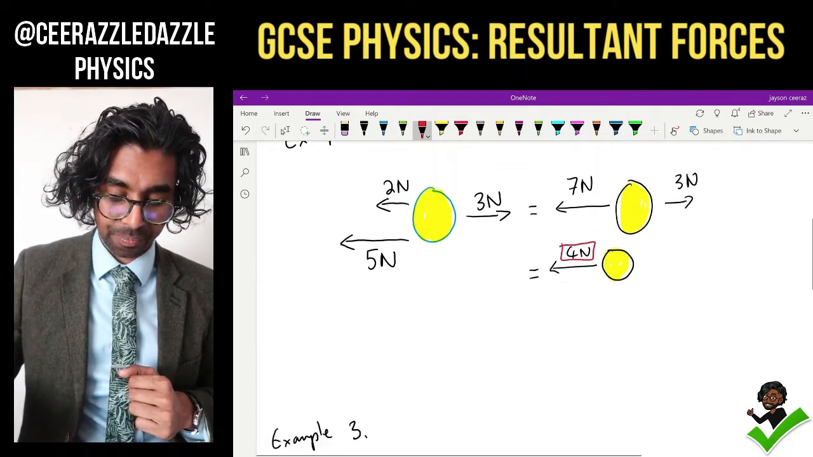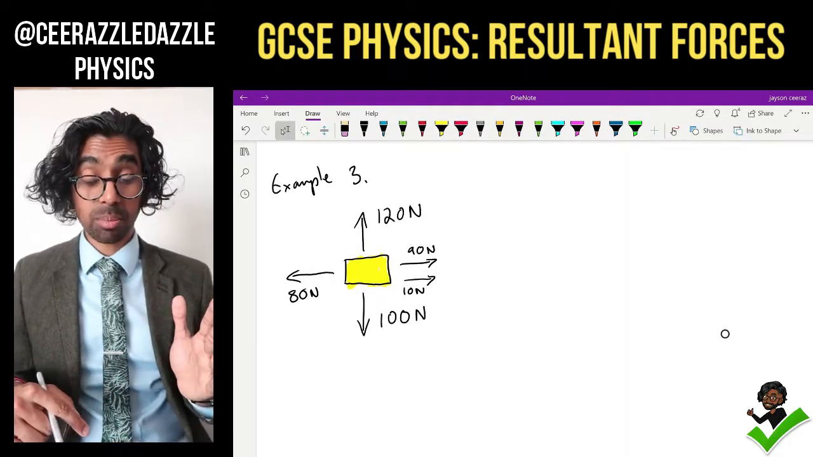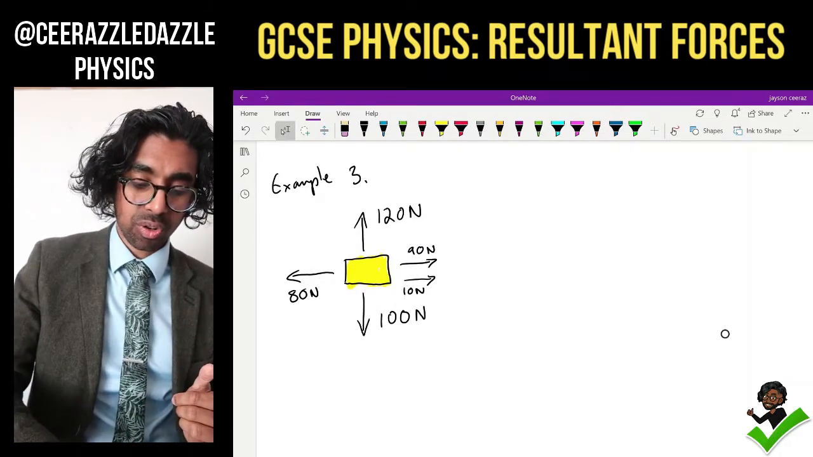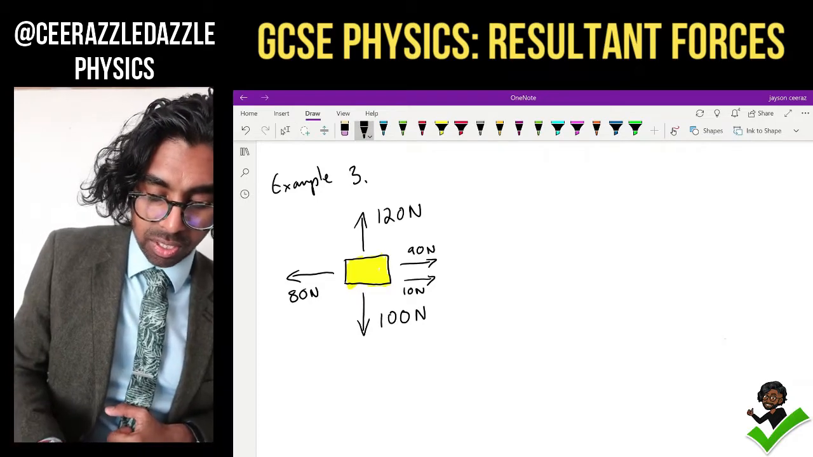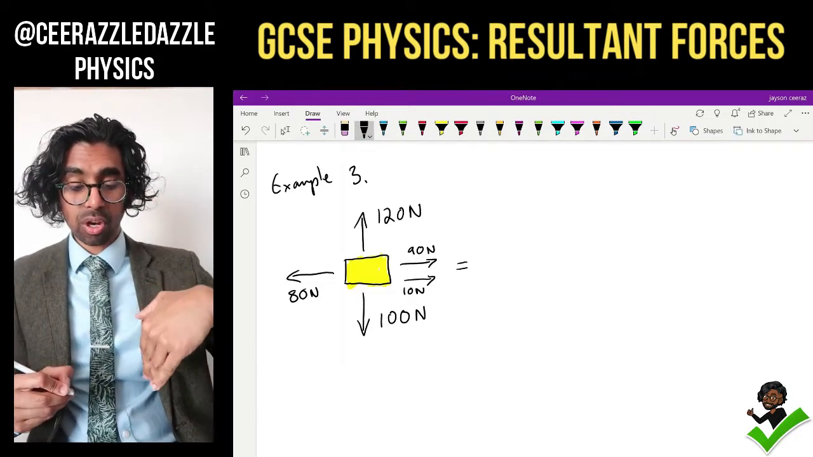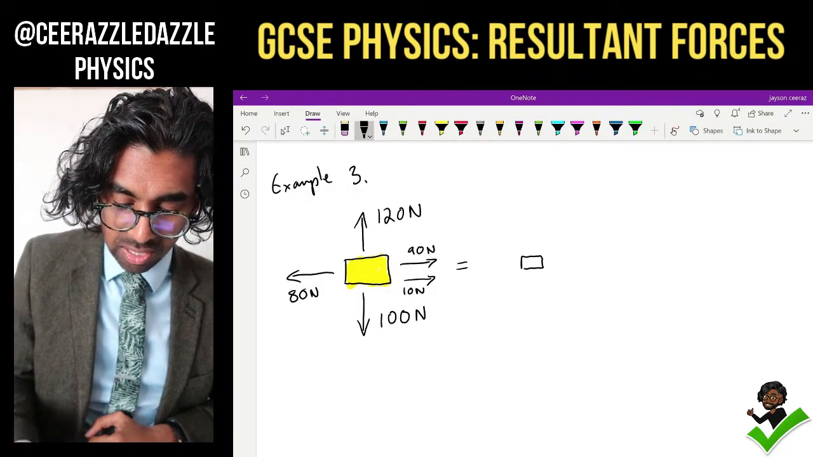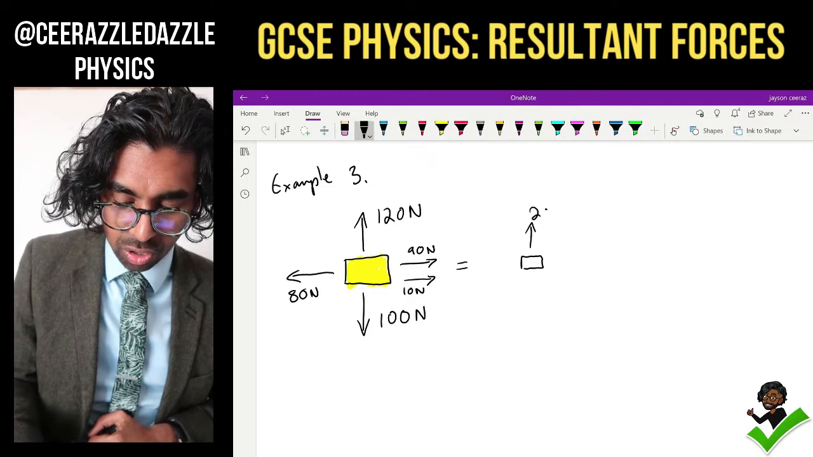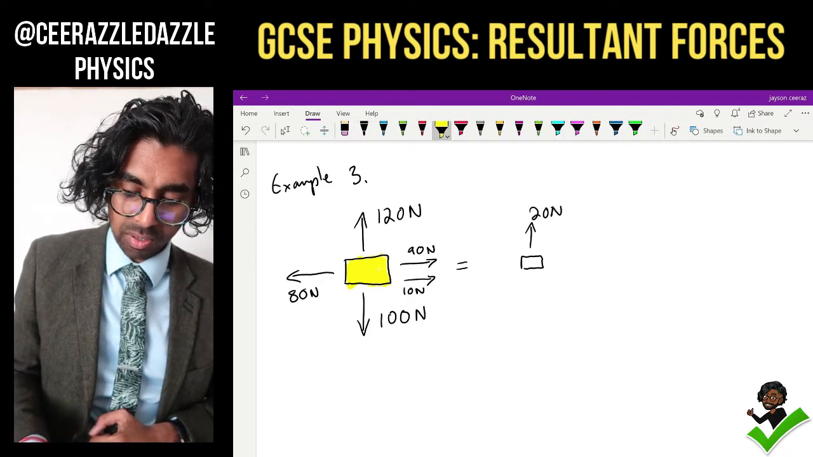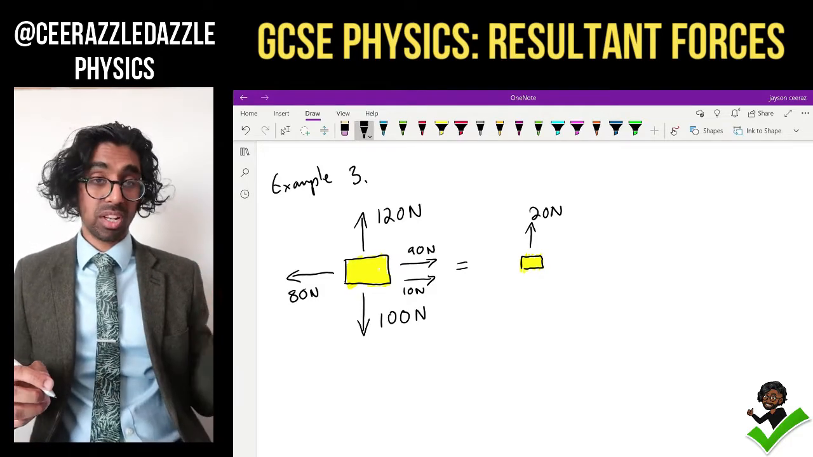Let's go for this one. Now I've got loads of forces acting, some in the x plane and some in the y plane. Let's try and break down this problem. So I've got 120 going up, 100 going down, so overall I've got 20 going up. So if I have the same object here, it's the same as having 20 newtons going up. Great. Now, what about going to the left or right?